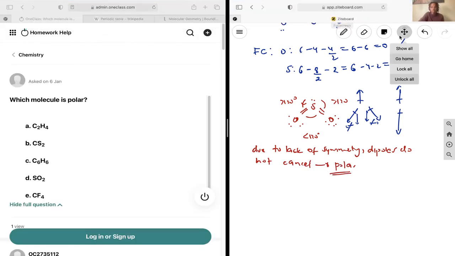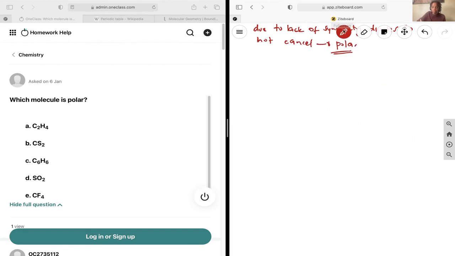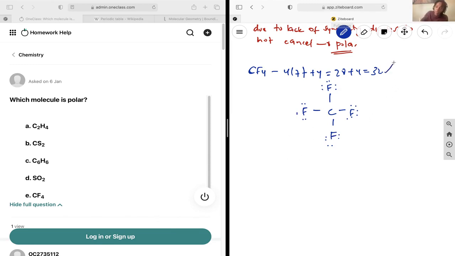And lastly, we have CF4. Let's just double check that that is not going to be polar. We're going to have 4 by 7 plus 4, so 28 plus 4, which is going to give us 32 electrons. Carbon is going to be in the middle. Let's start with a single bond for each, and then the fluorines. Fill in your octets. And so we have 2, 4, 6, 8 on each of these, so 8 by 4, that is going to give us our 32. So our valence electrons all check out.